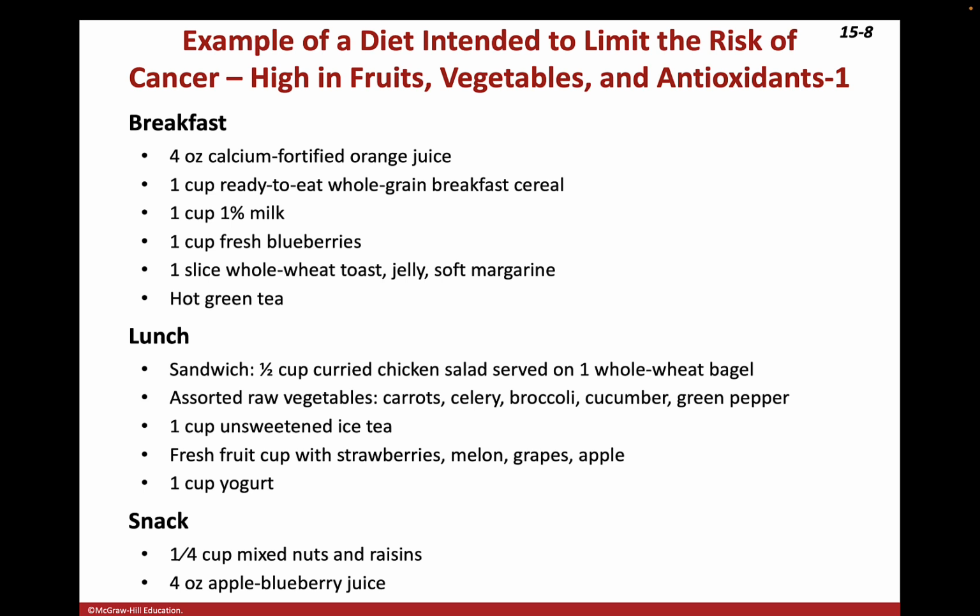The next two slides actually give an example of a diet that's actually intended to limit the risk of cancer. Note that it is high in fruits, vegetables, and antioxidants. Now, I'm not going to go through the entire diet. This is something that you can do on your own, but it is a really good example of a diet that will actually help prevent cancer. And also take note that this is something that is actually palatable.